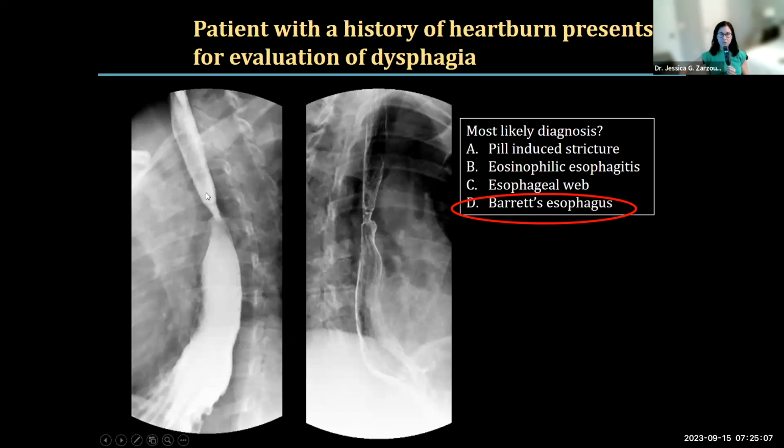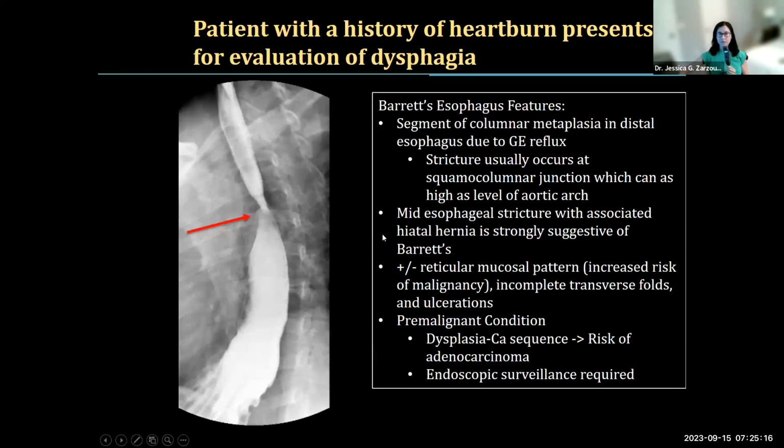Here we have this stricture in the mid-esophagus, and on the double contrast images here, we can again appreciate this stricture. So this is Barrett's esophagus. And this is a segment of columnar metaplasia in the distal esophagus that is due to chronic gastroesophageal reflux. These strictures can occur anywhere along the esophagus, most commonly in the mid-esophagus, but can be as high as the level of the aortic arch. So it is a pre-malignant condition and can lead to increased risk of adenocarcinoma. So patients who have been identified with Barrett's undergo endoscopic surveillance.